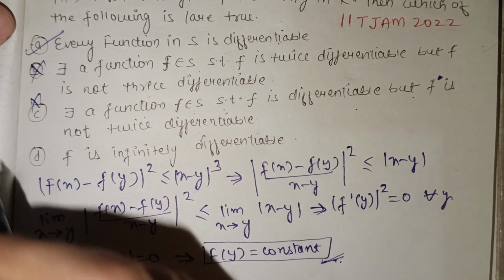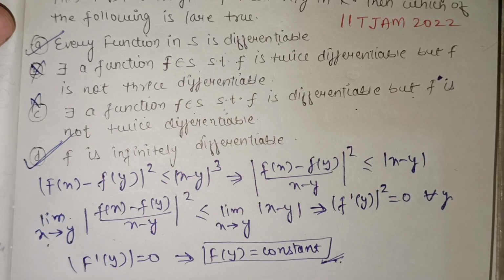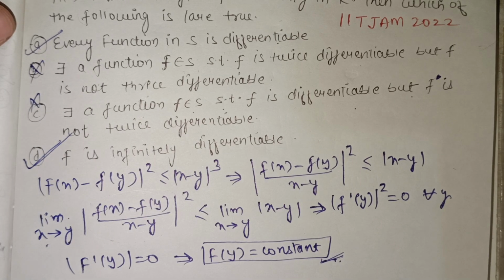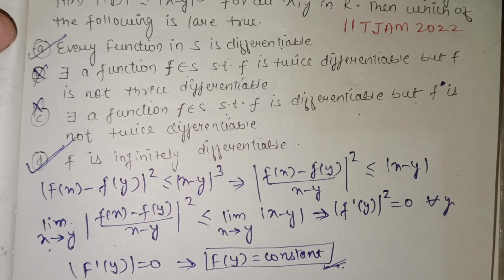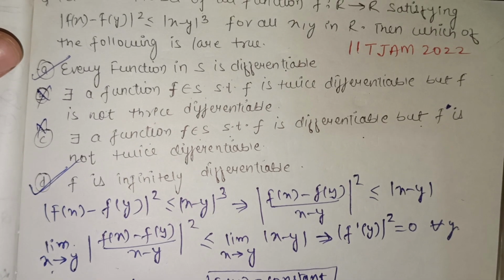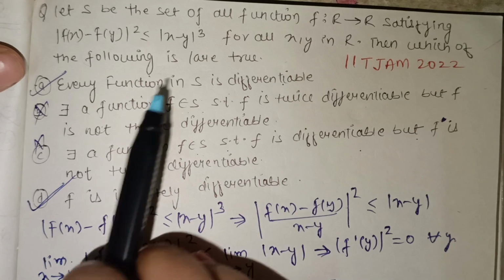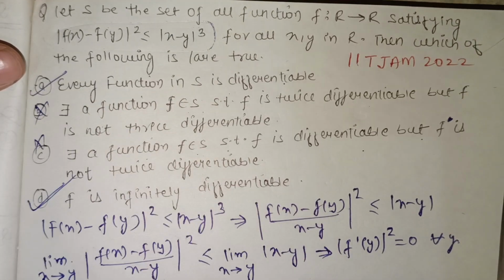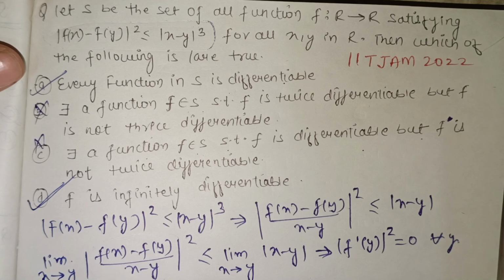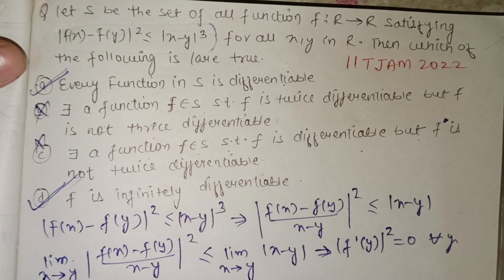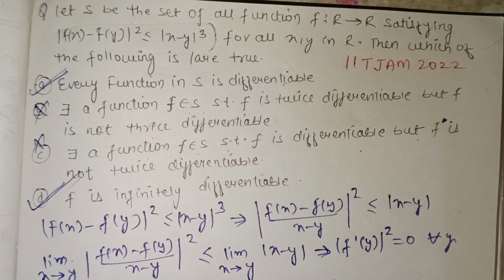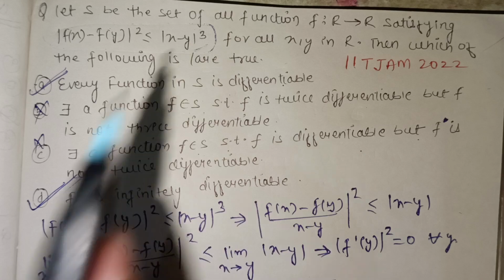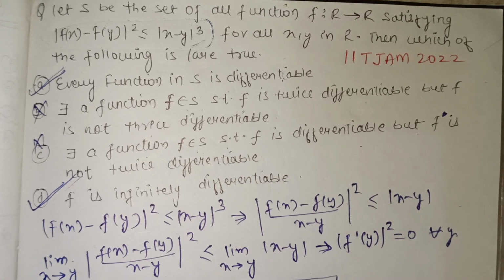f is infinitely differentiable, so this option is correct. So this is a question based on limits, and it is also a result that this type of function is always constant. This type of function is always constant, and every constant function is infinitely differentiable. If it is infinitely differentiable, then this function is differentiable. In this case this is a constant function. So this is the solution of this question.